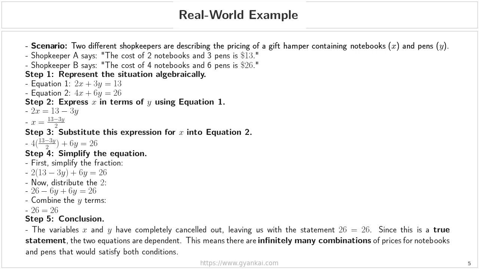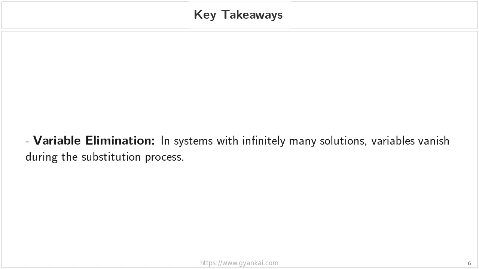Key takeaways. Now that we have worked through that practical example, let's take a moment to summarize the key takeaways from today's lesson so you can solidify what you've learned. First, let's talk about variable elimination. As you saw in our step-by-step calculation, when you are dealing with a system that has infinitely many solutions, the variables don't just move around, they actually vanish entirely during the substitution process. They simply cancel each other out.